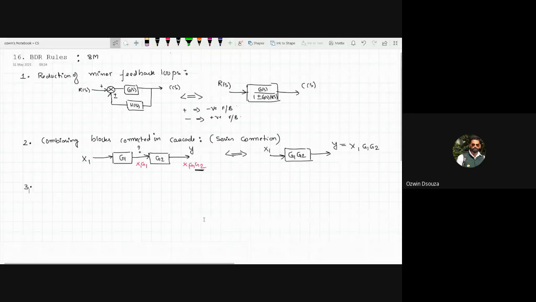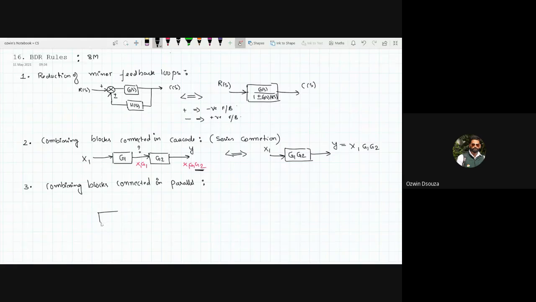Okay. Rule number 3 is something to do with parallel connection. So let's write: combining blocks connected in parallel. Now, let's say in our block diagram we have this scenario, something like this.